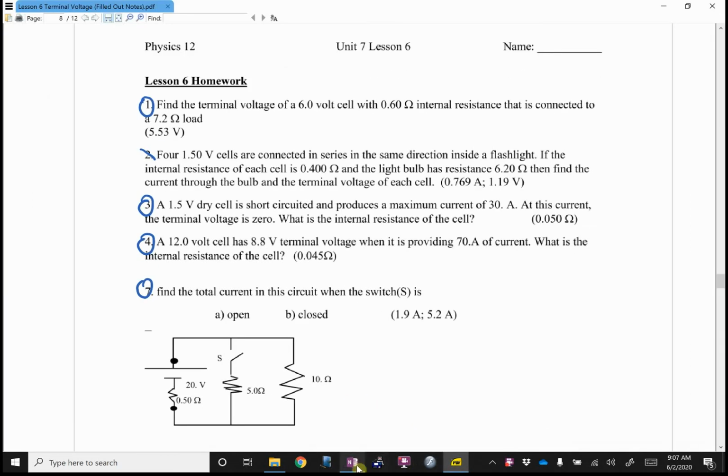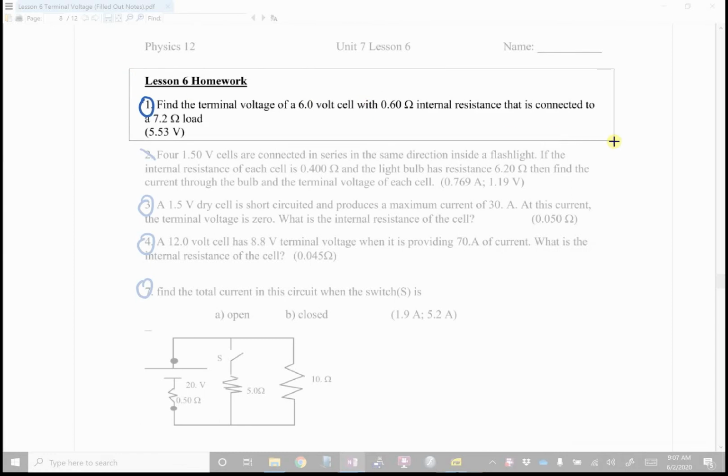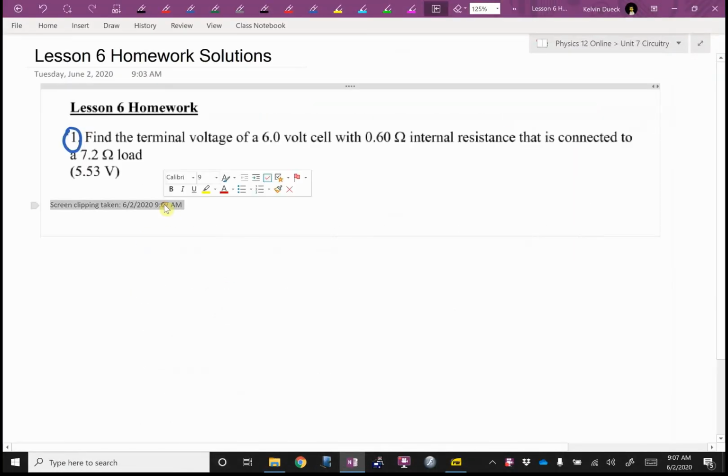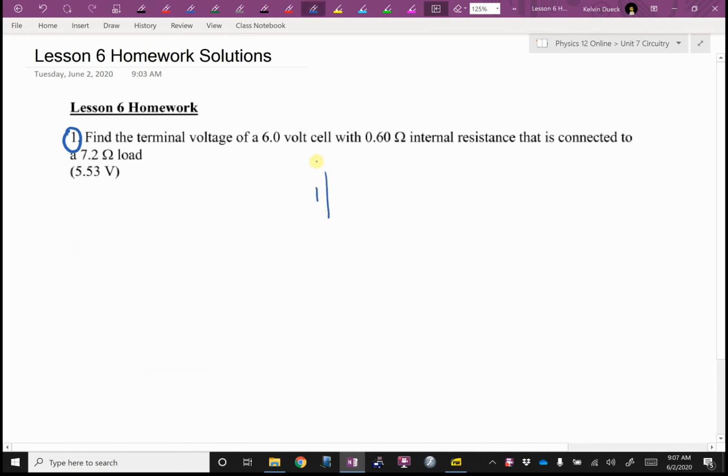Lesson 6, question number 1. Find the terminal voltage of a 6-volt cell with 0.6 internal resistance. I need to draw this. So here's my cell. This is 6 volts. There's an internal resistance of 0.6 ohms, and it's connected to a 7.2 ohm load. Find the terminal voltage.